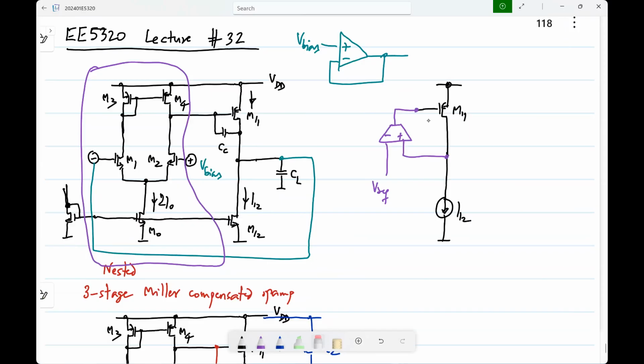Any questions about these op amps? This type of op amp is sort of the most popular one. I don't know if you have seen the data sheets of op amps. Let me see if I have it here.